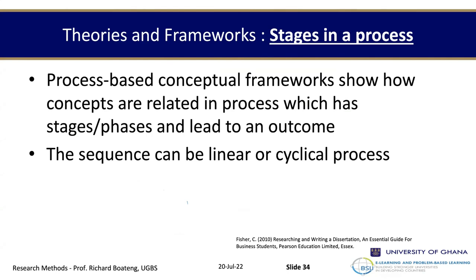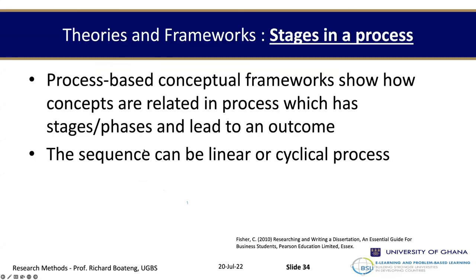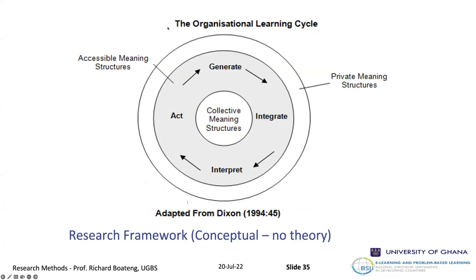Some of the theories or conceptual frameworks can be in stages, which means that they are either linear or in cyclical mode. When they are in cyclical mode, you can have something like this. This is coming from the organizational learning cycle, from Dixon. This is what I used for my master's. The organizational learning cycle talks about private meaning, accessible meaning, and then collective meaning.